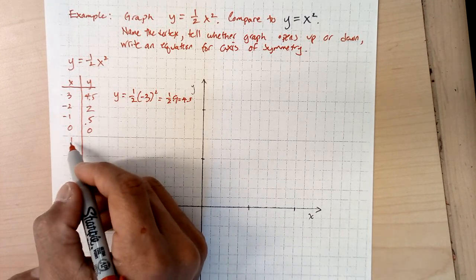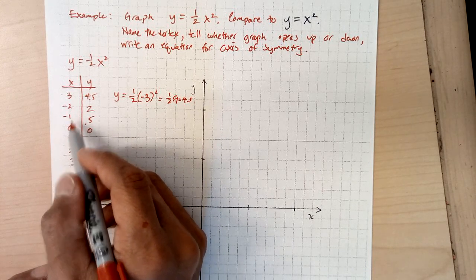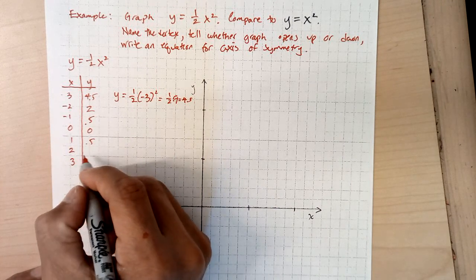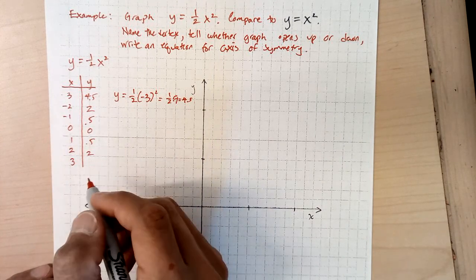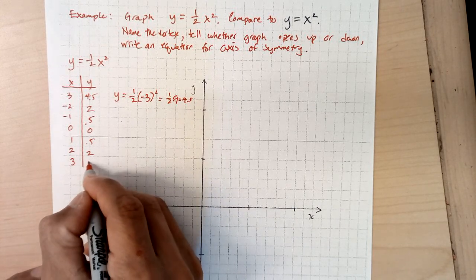And then 1 squared, you'd actually get the same output as when you input -1, because 1 squared is also +1. Half of that is 0.5. 2 squared is 4. Half of that is 2. And then lastly, 3 squared is 9. Half of that is 4.5.